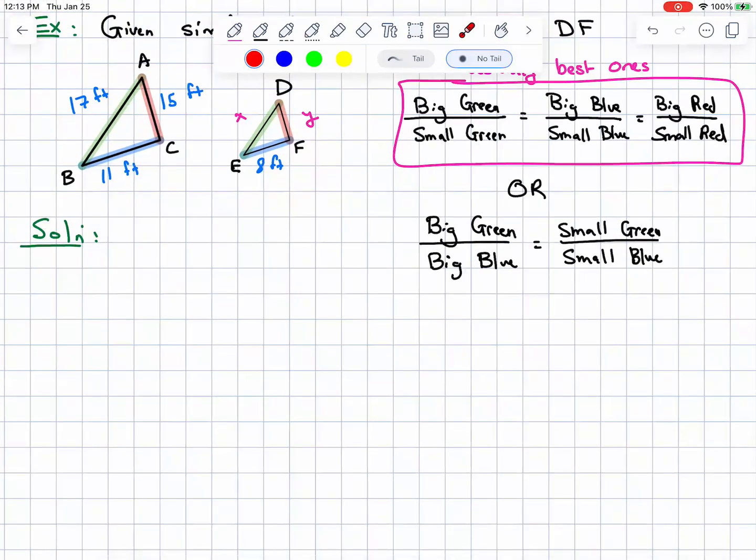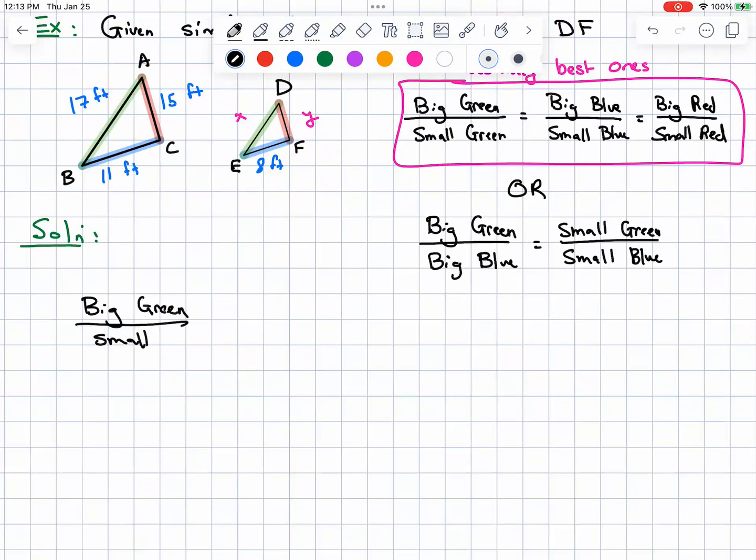So big green over, we'll write it down. Big green over small green equals. Should I do big red over small red, or should I do big blue over small blue? Or does it matter? It does matter right now, yes.